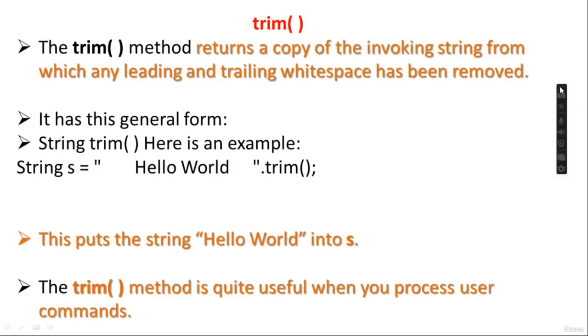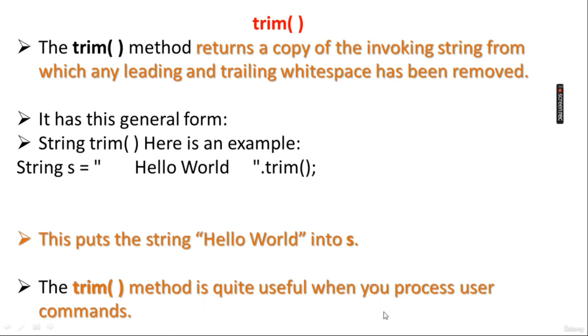Now the next method is trim. The trim method returns a copy of the invoking string from which any leading and trailing white spaces have been removed. In this example, there is a white space before "hello world" and after "hello world", and trim is called on that. So "hello world" will be returned. White space is removed from the start and the end of the string.